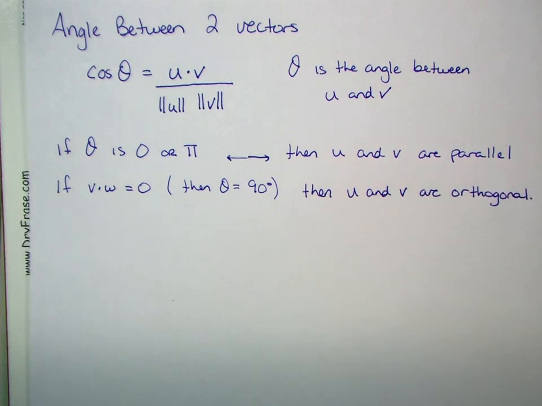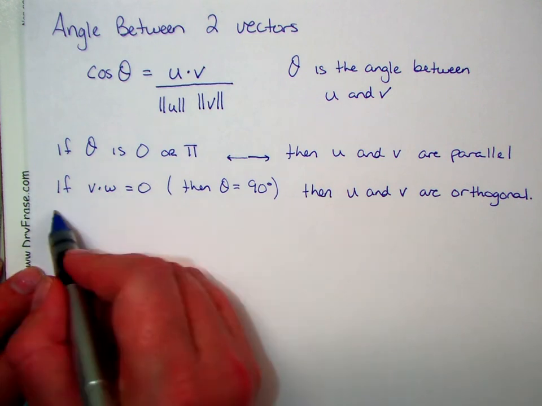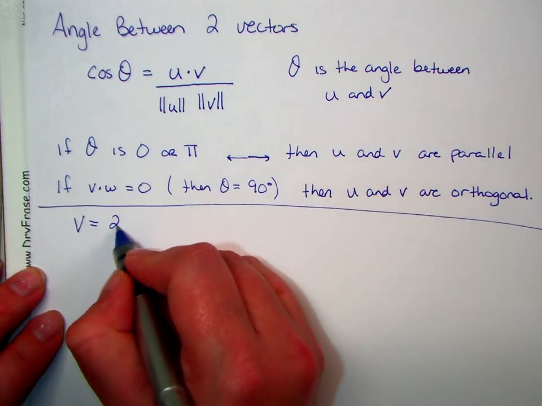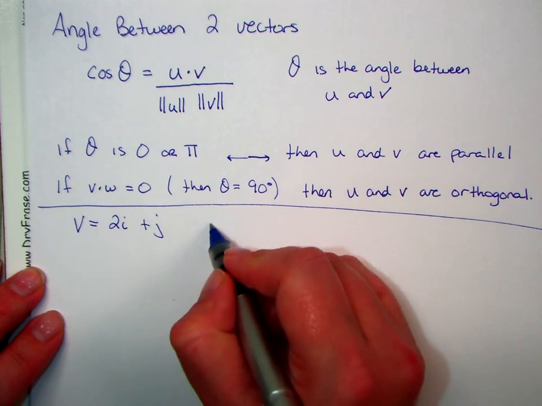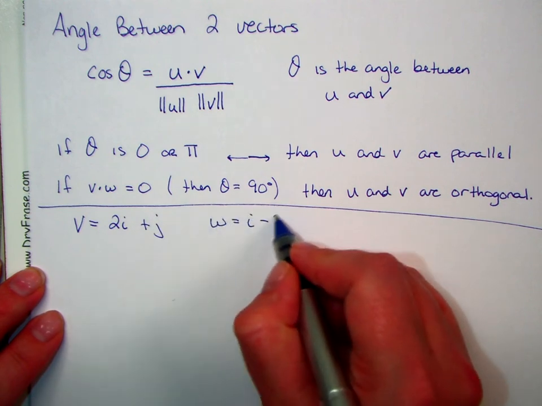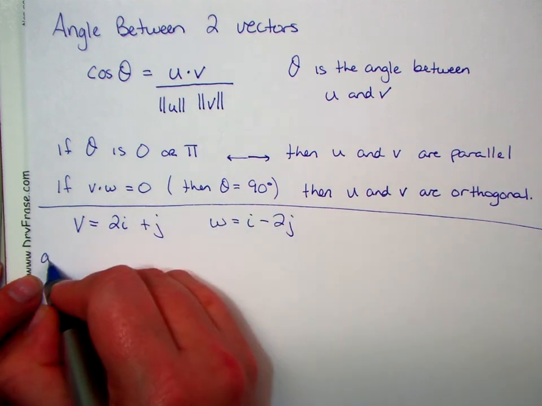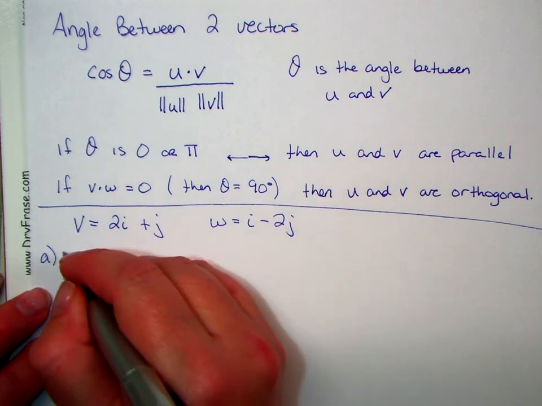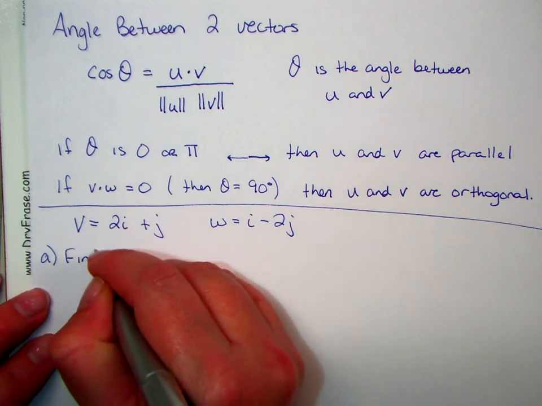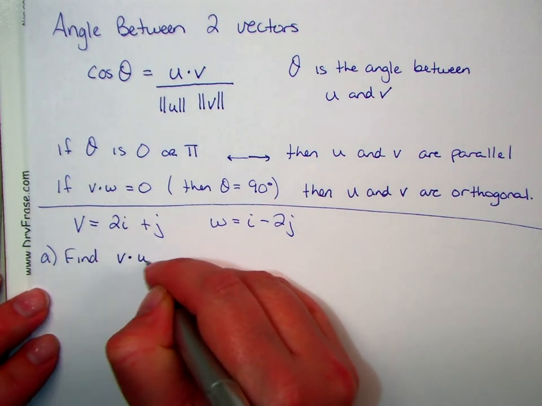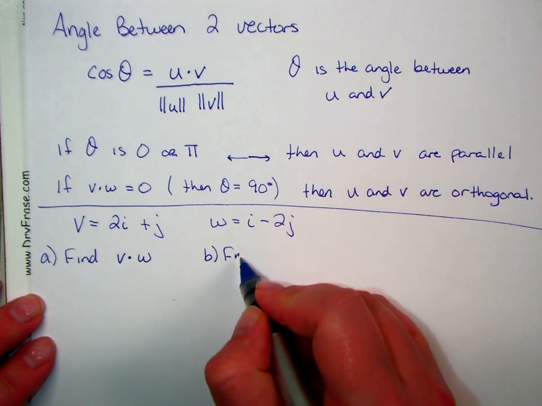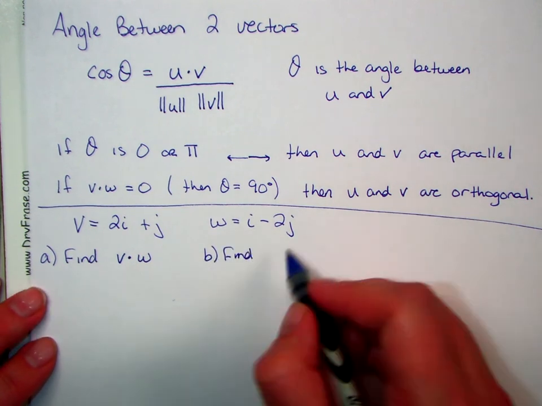All right, so let's go ahead and work through two problems here, two examples. So I'm going to give you V is 2I plus J, and W is I minus 2J. And we have three parts, okay? We want to find the dot product. We want to find the angle between V and W.